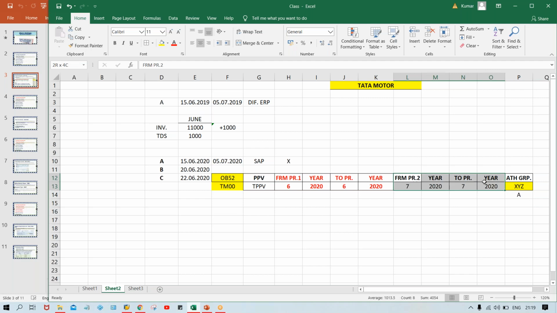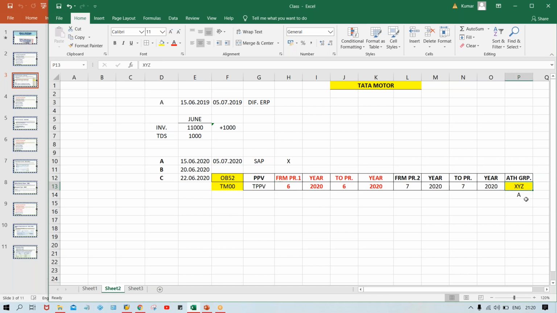So from period 2, generally the 7th period is open. This is open for everybody, for everyone, whoever is there in Tata Motors, the 7th period is open. But as I told you, the 6th period is also open. But the 6th period is open for what? For this authorization group.